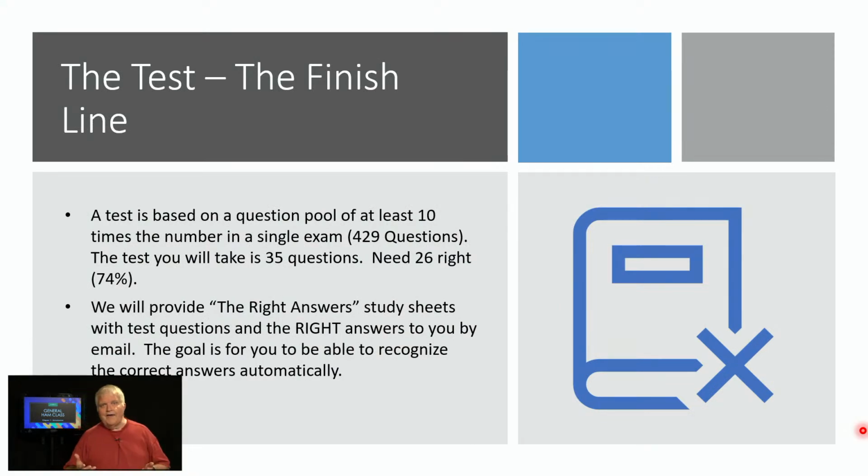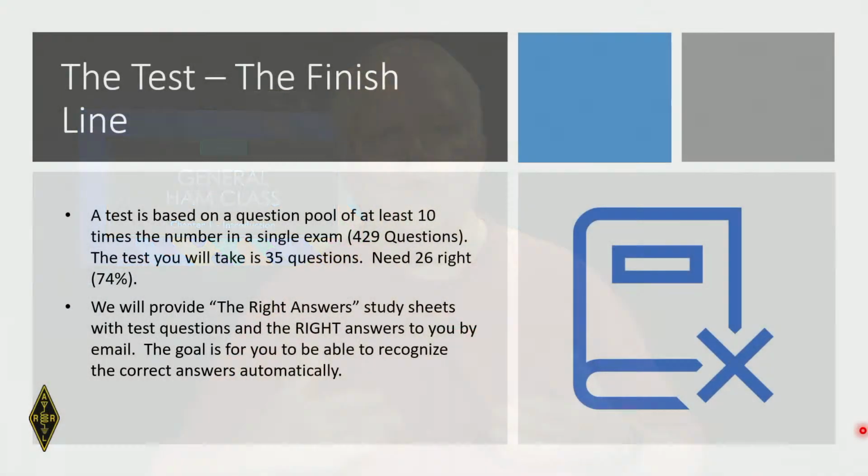It's a 35-question multiple choice test based out of the question pool of 429 questions. You need to get 26 of those questions right, 74%, in order to pass. We're also going to provide you with a resource called the Right Answers Study Guide, which has all of the test questions and just the right answer. Some people like to associate question, answer, so we'll provide this to you. You study the way that works best for you.